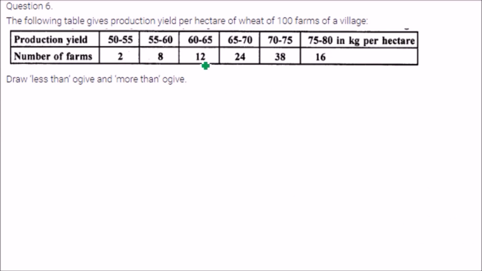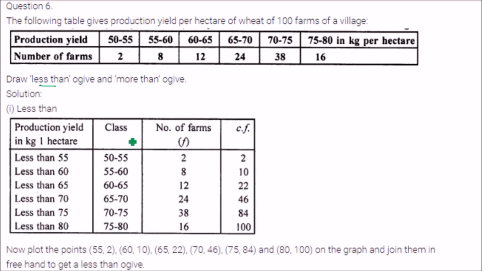This table gives production yield per hectare of wheat of 100 farms of a village. You have to draw less than ogive and more than ogive. So for less than, you have to find out the cumulative frequency. So less than 55, the class is 50 to 55.